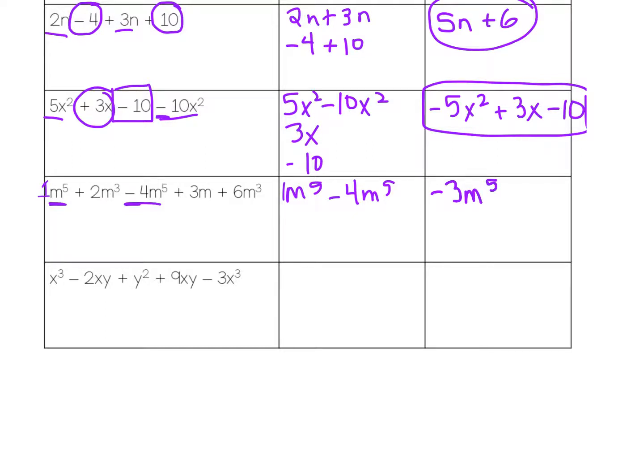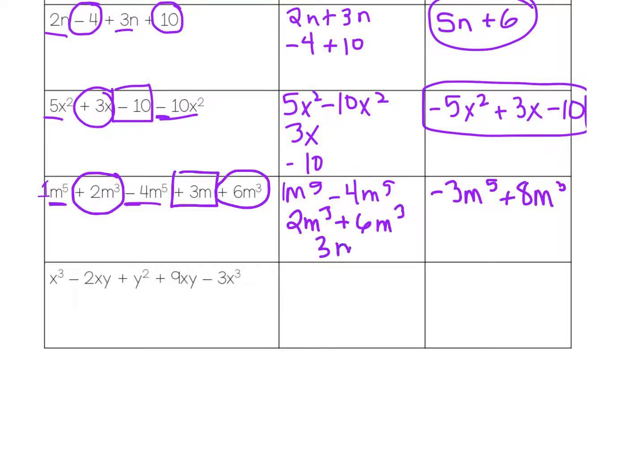Let's go on to the 3rd power. So I have 2m to the 3rd power. And then the last term says plus 6m to the 3rd power. This one's a little easier because there's no negative numbers to deal with. 2 plus 6 gives me 8. So it'd be plus 8m to the 3. And then last but not least, this is the only term left. There's nothing to combine it with, so we're just going to bring it over. This would be our final answer.